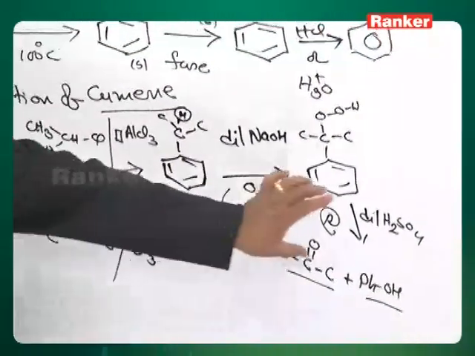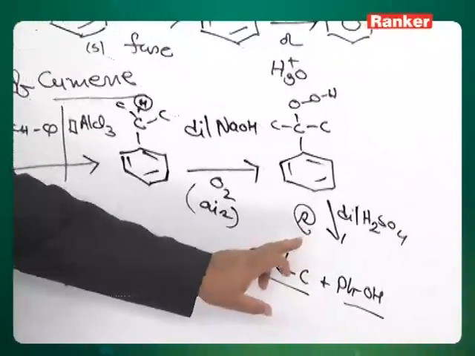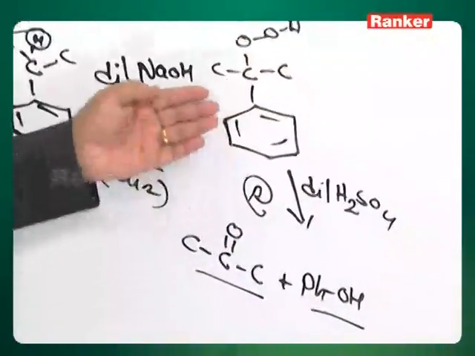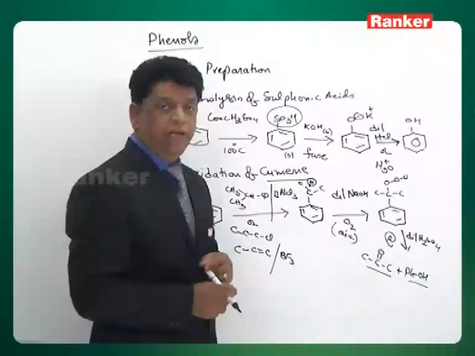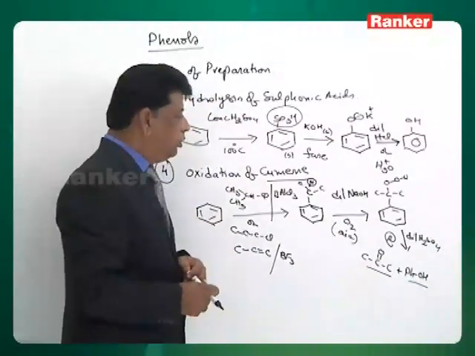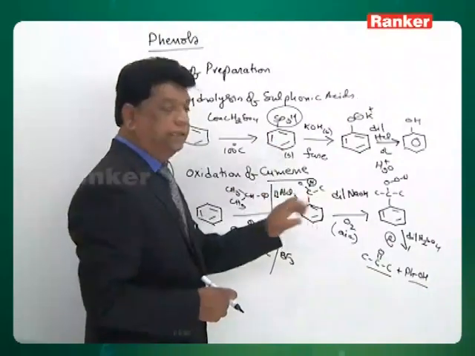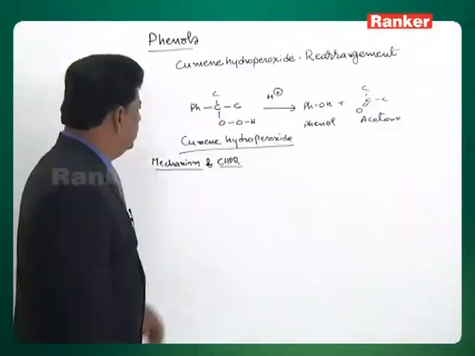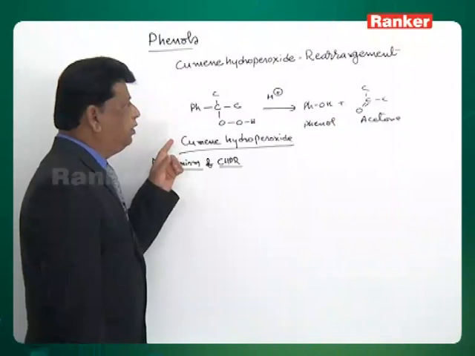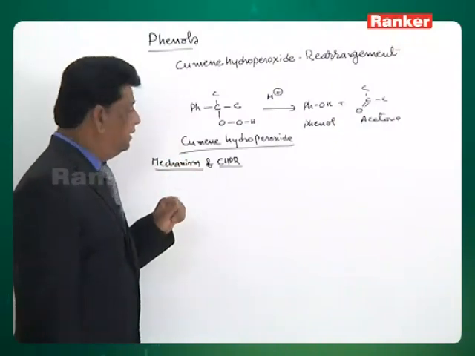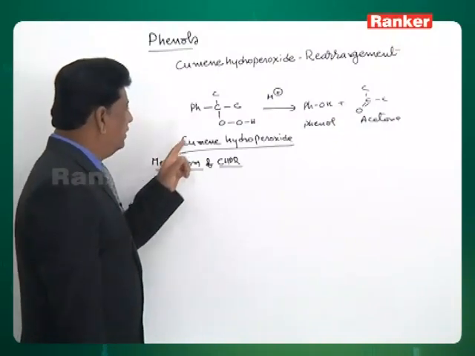But there is one rearrangement. What is this? Cumene hydroperoxide giving phenol is a name reaction, or a rearrangement, called the cumene hydroperoxide rearrangement. We will have a small glance at that particular rearrangement. Let us take this cumene hydroperoxide, the last method of preparation of phenol.